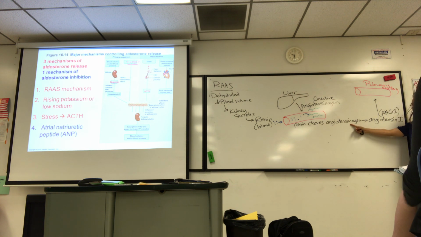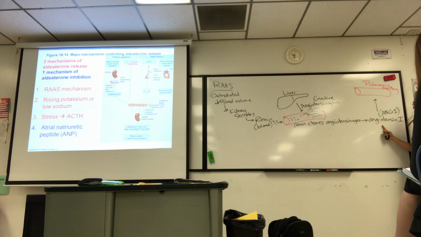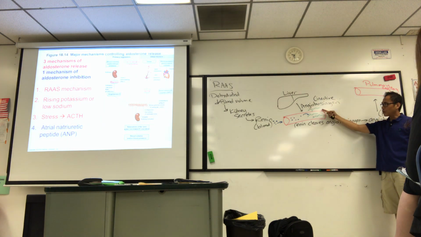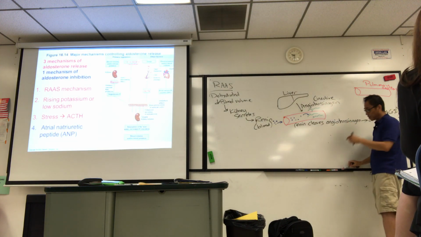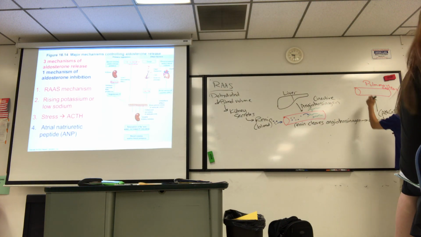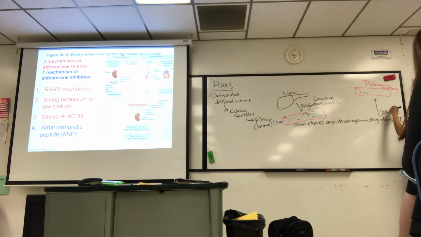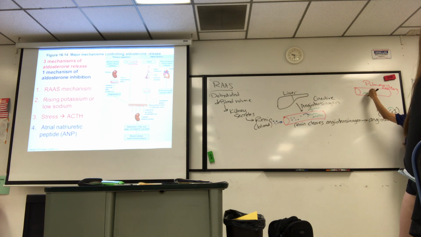So this angiotensinogen has been cleaved. So maybe this long green squiggly line, let me draw it a little shorter. Okay, it's been cleaved. Now we call it angiotensin 1. So maybe that's ANG1 right there.